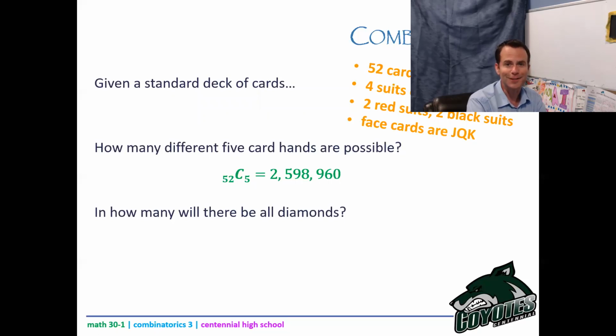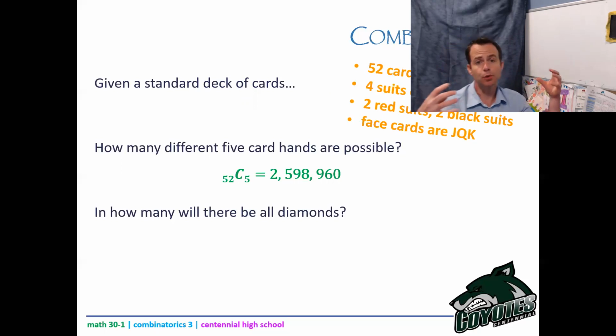It's very, very difficult. Okay, how many would be all diamonds? Okay, so diamonds is one of my suits. So there are 13 cards that are diamonds. So that means now my selection pool goes down to 13 because I only want diamonds. Okay, so there are 13 diamonds.